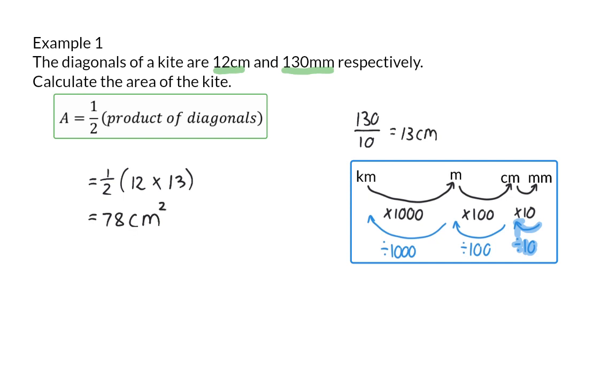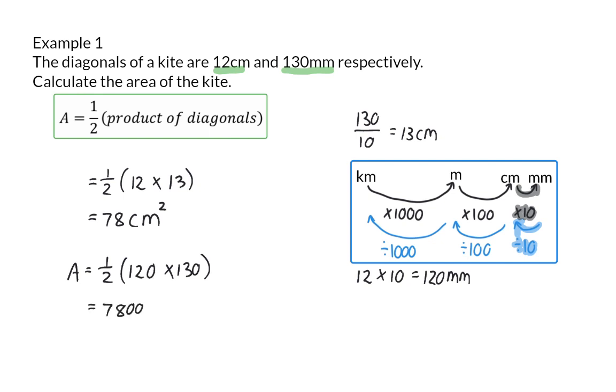If I chose to do my calculations in millimeters, the 130 would have stayed exactly like that. But this time the 12 centimeters will have to be multiplied by 10, and then that means I have 120 millimeters. Multiplying all of this will give me an area of 7,800 millimeters squared.